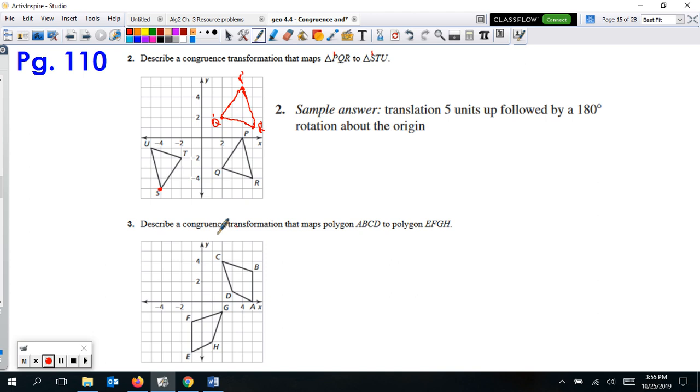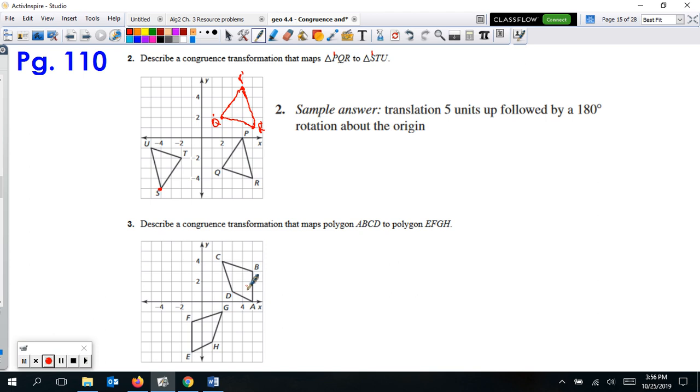All right, number 3, same thing here. We got two quadrilaterals. They are congruent figures, but we want to describe the congruence transformation from A, B, C, D to E, F, G, H. So we're starting here. Here's our original. We want to get to this one.